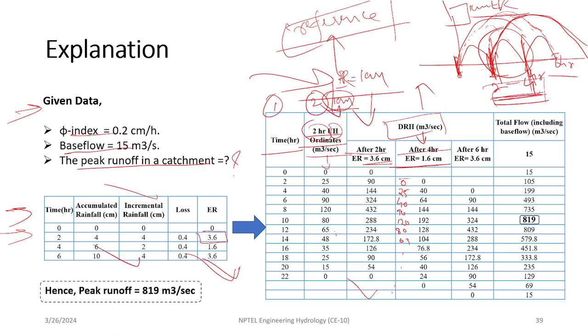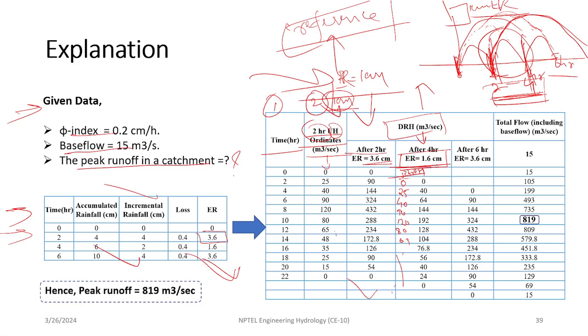Now you have to multiply this. Just a minute, how did you get 0, 25, 40? I'm just lagging it. Okay, I got it. Keep in mind that whatever data you are getting is a 2 hour unit hydrograph again, but it has been shifted, lagged by 2 hours.